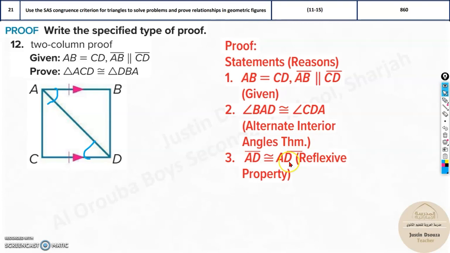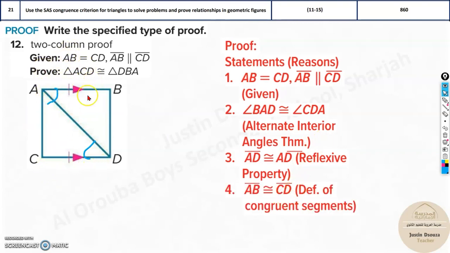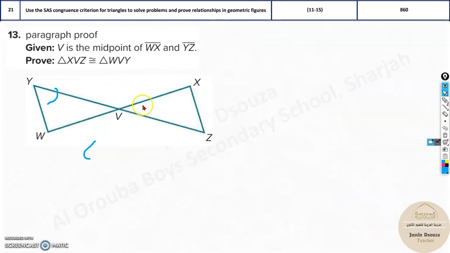That's it. Next, AD and AD is the same because of the reflexive property. It's the same, right? And over here they have mentioned AB and CD. It's given. They have told it's equal, so we can tell they are congruent because of the definition of congruent segments. So basically you have side, angle, and again another side. That's the SAS postulate. Over here they have asked for a paragraph proof, but it's fine. You just write any one of them. Make sure you write it. That's the most important thing.